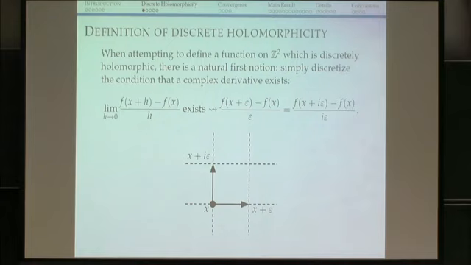That sort of means you can take it independently along real and complex axes, so you just discretize it like this. This is a good guess. And you get this natural guess as to what it means to have a function that's discretely holomorphic. This immediately has some problems.